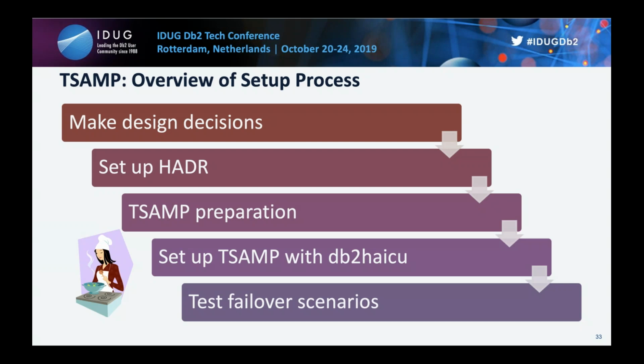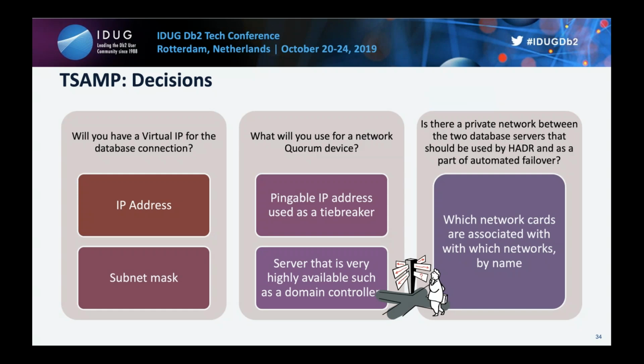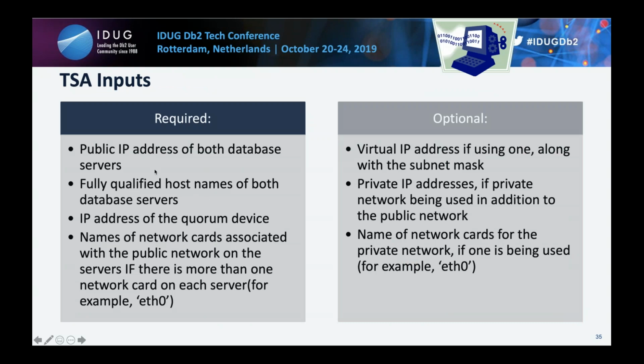Okay, so TSAMP, there are some steps you have to go through. I have a great series of five or six different blog entries on how to go through this process and how to make the decisions. There are some decisions you have to make as far as the inputs that are required, and you come up with this list of required things.